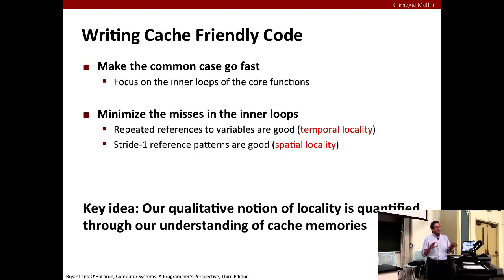So basically the point I want to make to you is that our understanding of caches allows us to quantify this qualitative notion of locality that we developed the last time. The last time we said if we're doing stride 1 references, that's good. If we're accessing the same variable over and over, that's good. But if we understand caches, now we can quantify it in terms of miss rate.